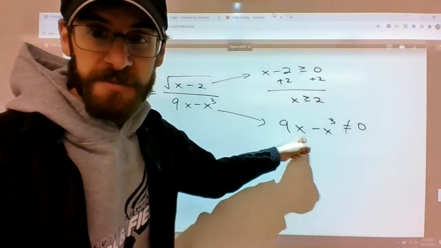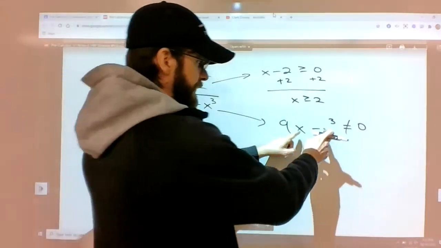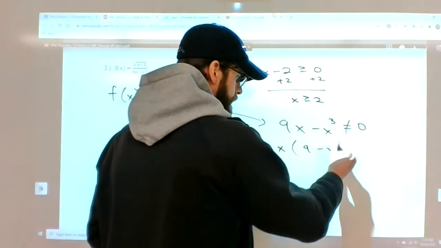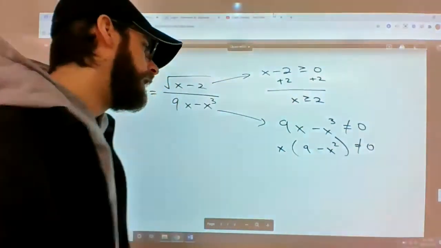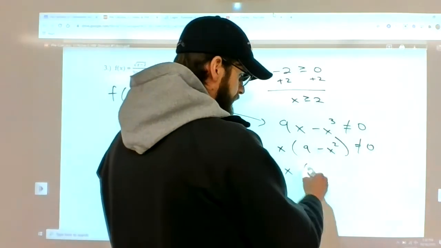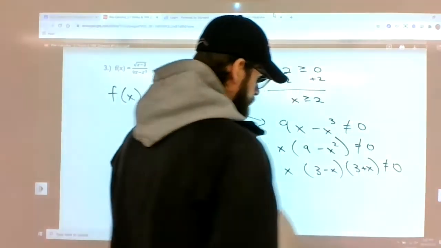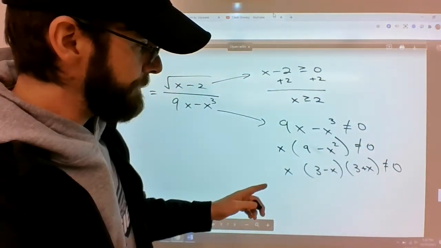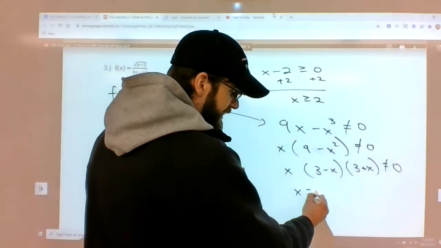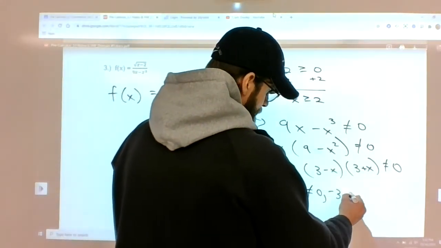Now, it's probably going to have some stops along the way wherever this actually equals 0. So what we can do here is we can factor out an x. We can factor 9 minus x squared, difference of perfect squares. 3 minus x, 3 plus x. And then this tells us that, yeah, this is a part of our domain, but we have to keep in mind that x can't be 0, and it can't be negative 3, and it can't be positive 3.